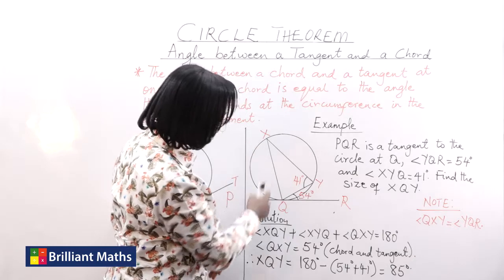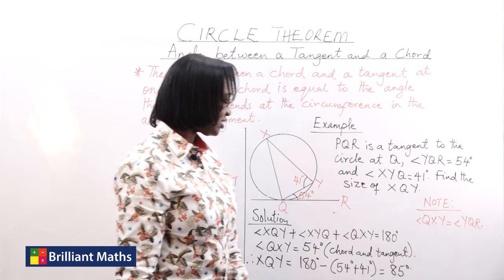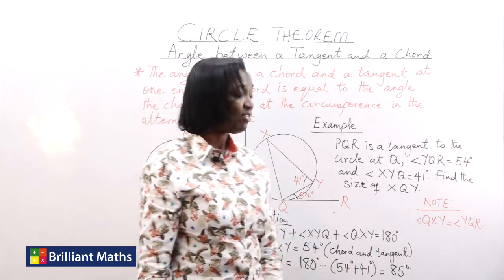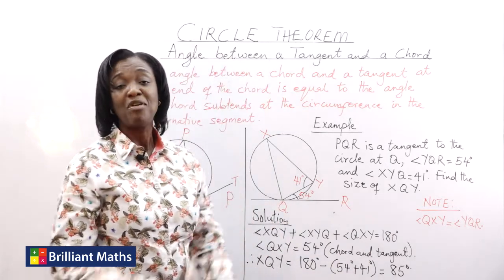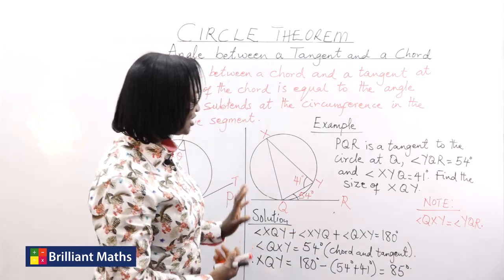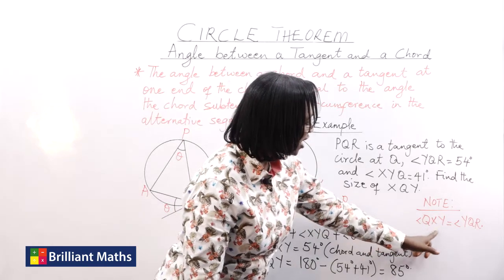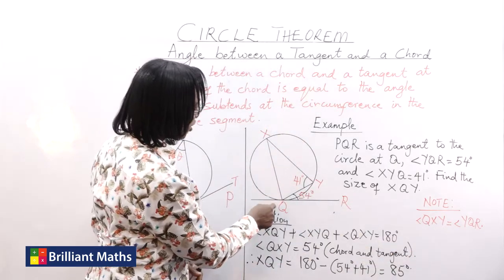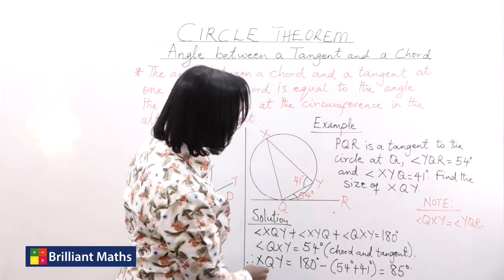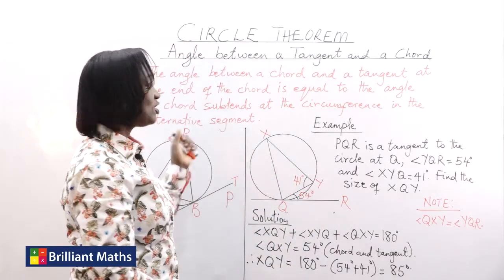So XQY is equal to 180 degrees minus the sum of 54 plus 41 degrees, and that gives us 85 degrees. We can see and take note that angle QXY is equal to angle YQR, going by this theorem.